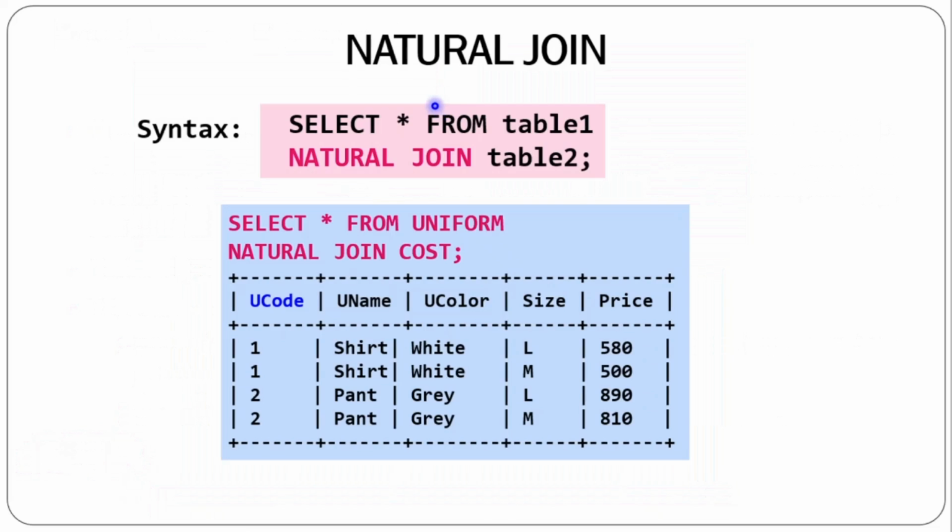The syntax is select star from table 1 natural join table 2. Example is select star from uniform natural join cost. In the output we can see that the ucode is displayed only once.